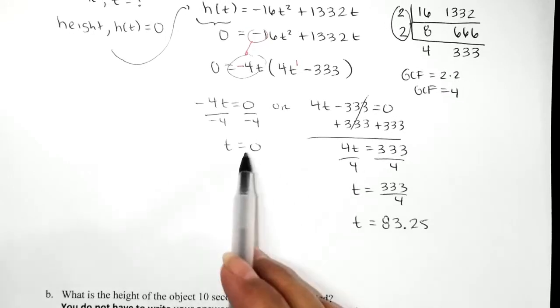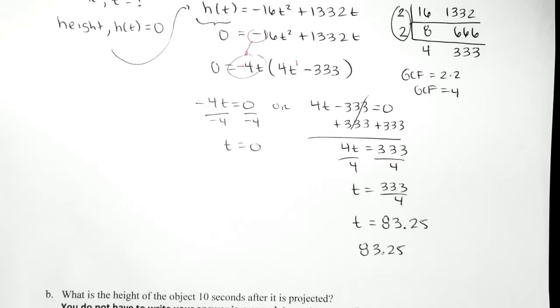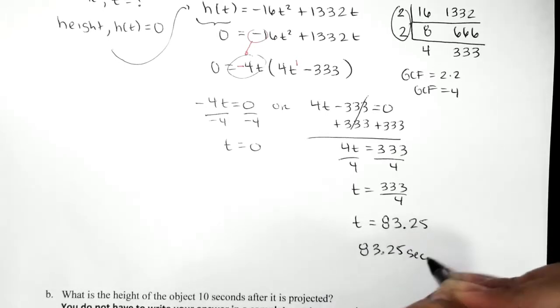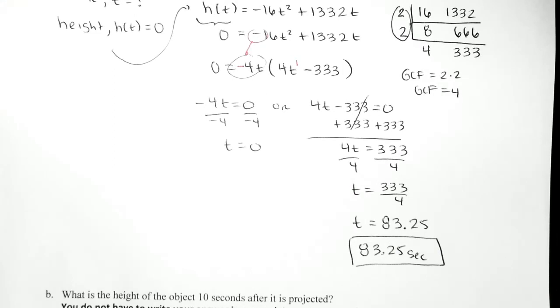So we're gonna ignore the first solution, because t equals 0 is when the object has yet to leave the ground, okay? But after we toss it in the air, it's gonna take exactly 83.25 seconds to hit the ground.